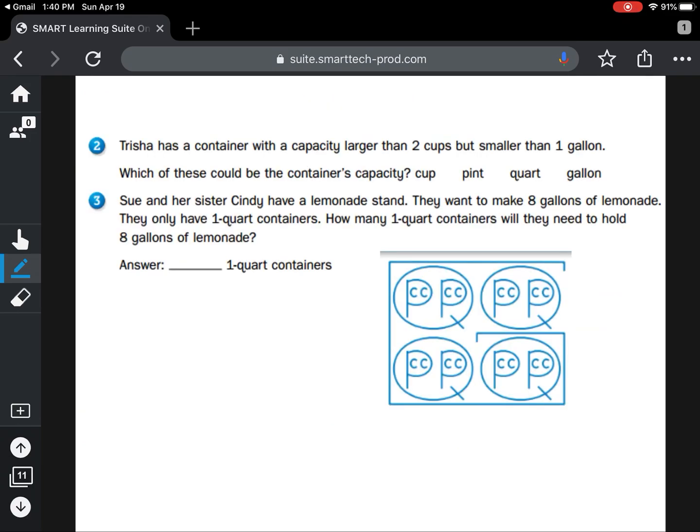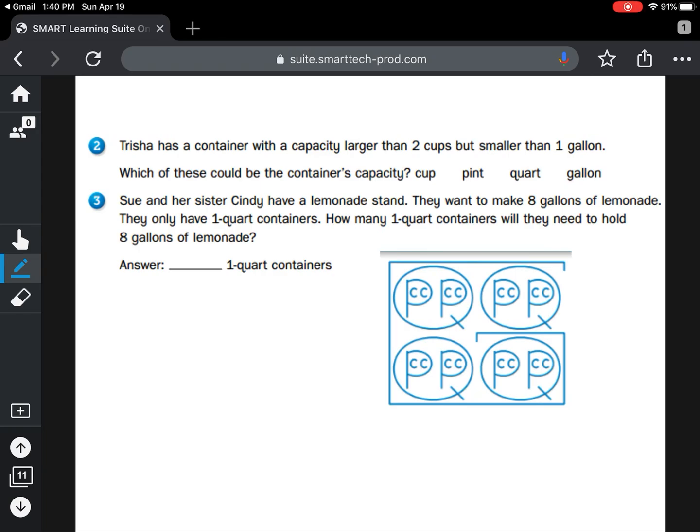All right, now we're going to go to the story problems at the bottom of page 228. We're going to do these two together, and then you will do some on your own on page 229. The first problem says, Tricia has a container with a capacity larger than 2 cups, but smaller than 1 gallon. Which of these could be the container's capacity? A cup, a pint, a quart, or a gallon?